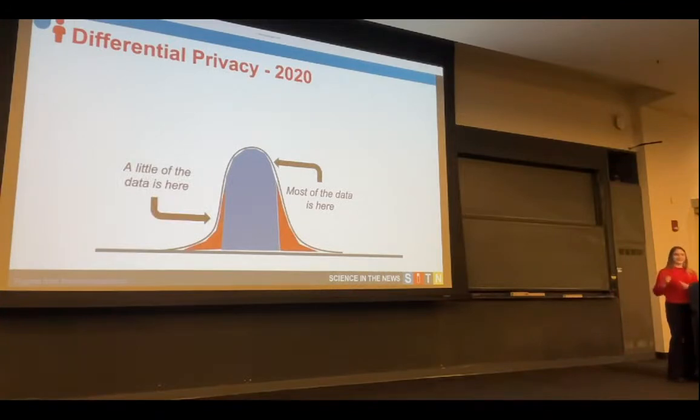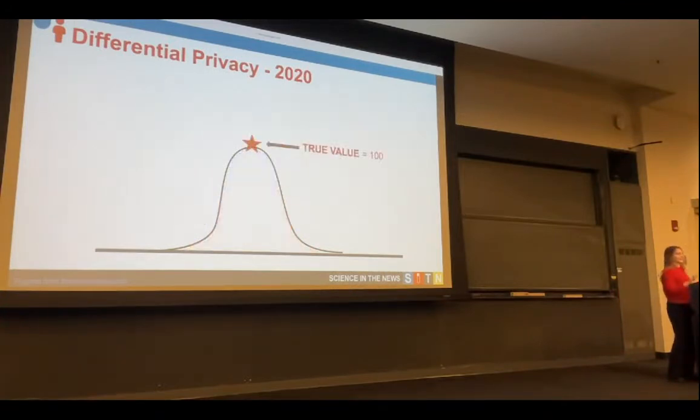And then there's a little bit of this red section, right? But the majority of it fits under this blue section. So when we add noise to something on a Gaussian distribution, we can think about centering our true value at the peak of this curve. So say we have a true value of 100 that we want to add noise to. So we'd center that right there.